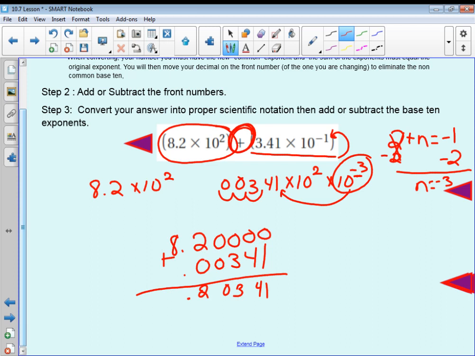So once again, the rules that you need to do: you have to convert your numbers so that they have the same exponent. Pick whichever one you want. Then move so that you eliminate the extra. So you have to take it times the new exponent and then make sure that the sum of the two equals the original. You're going to move your decimal. Then you're going to add or subtract. And then if you need to, you'll have to convert to proper scientific notation.